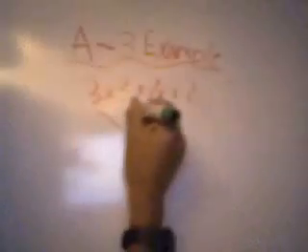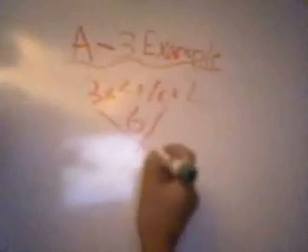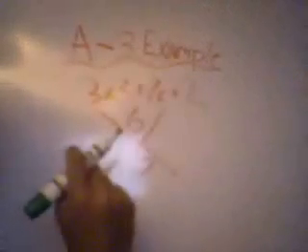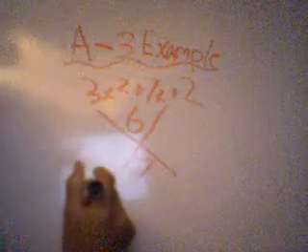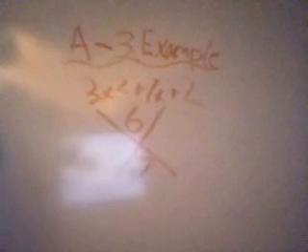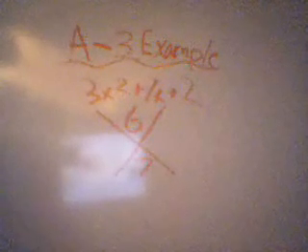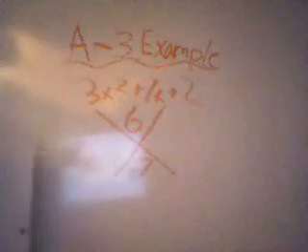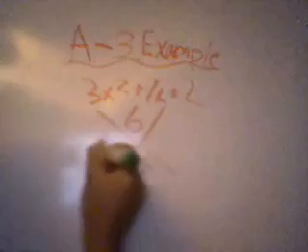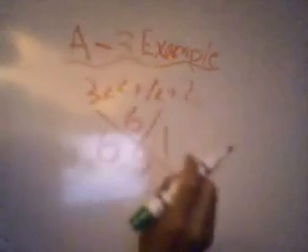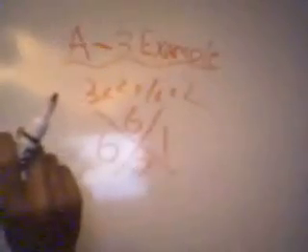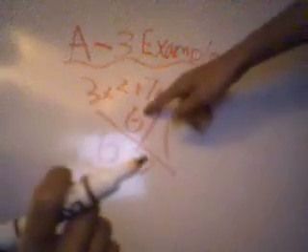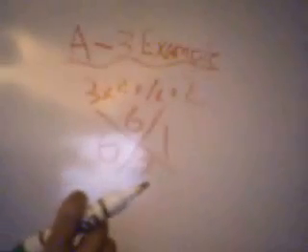To get this top number, multiply 3 times 2 to make 6. The bottom would be 7 from here. Now, what multiplies to get 6 and adds to get 7? It could be 6 and 1, if I'm not mistaken. Because 6 times 1 equals 6, and 6 plus 1 equals 7.